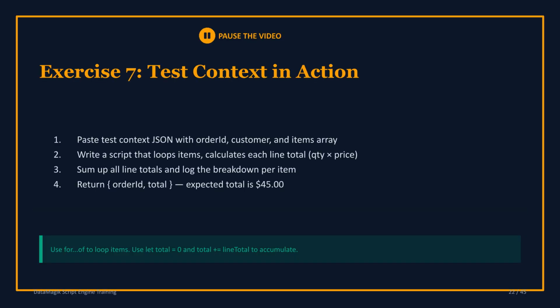Pause the video for exercise 7, test context in action. Paste in the sample order JSON. Write a script to calculate the line total for each item and the overall order total. Return an object with the order ID and the calculated total.